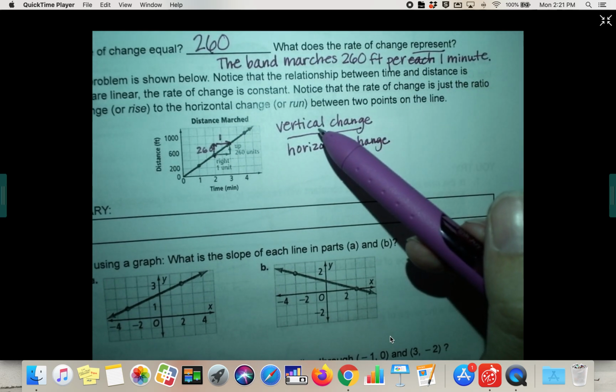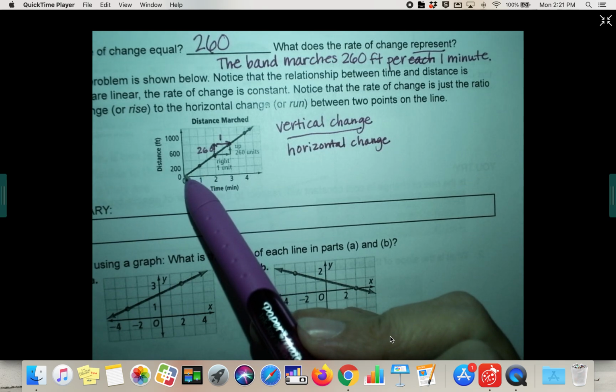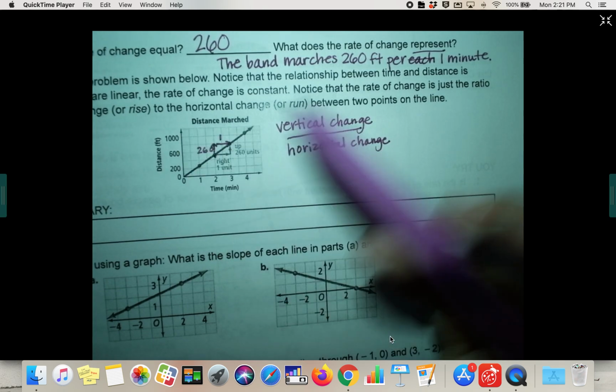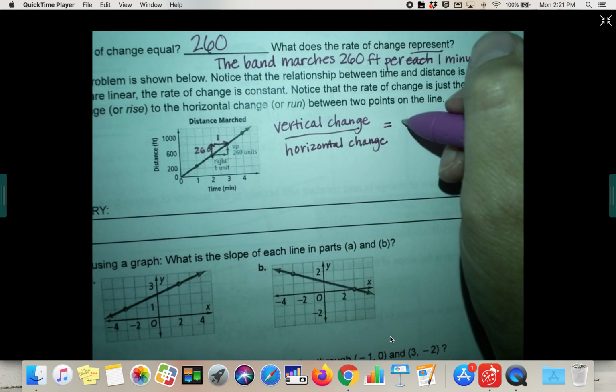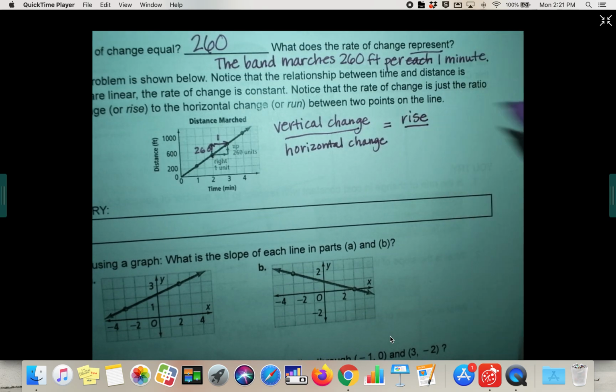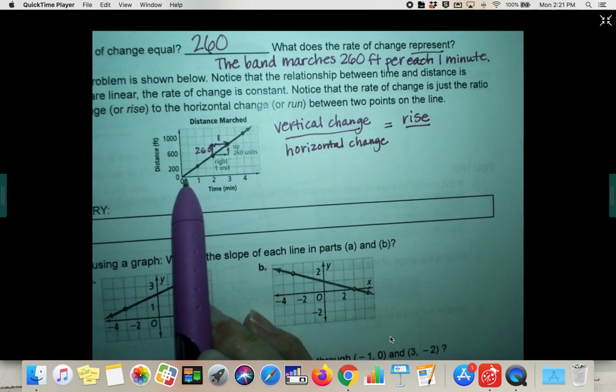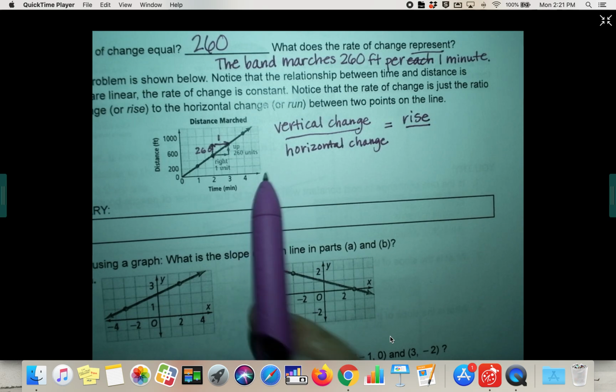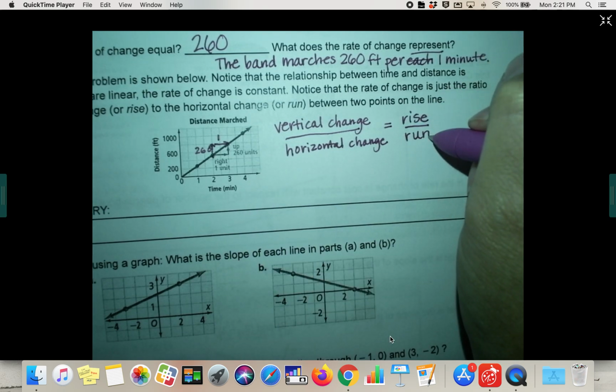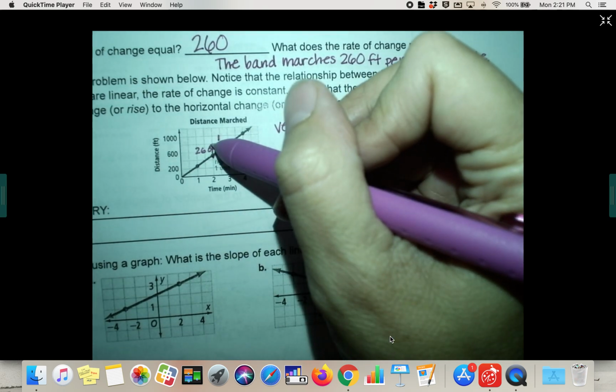So the reason I'm writing this down is because I'm getting ready to make it into much smaller words. If you're rising vertically, you are rising. So I'm going to call the vertical change my rise. And I'm going to call the horizontal change, which is when you go from left to right, my run. Because to me that makes more sense. Your rise and then your run.